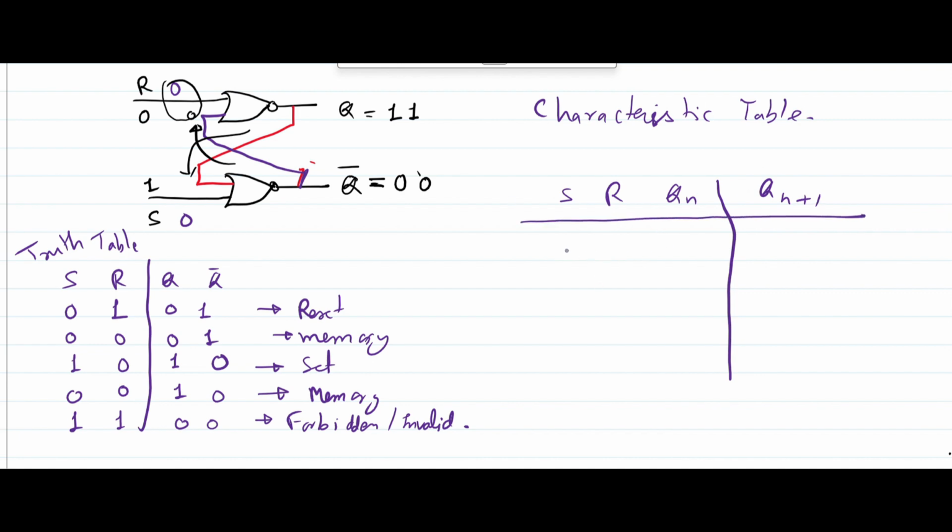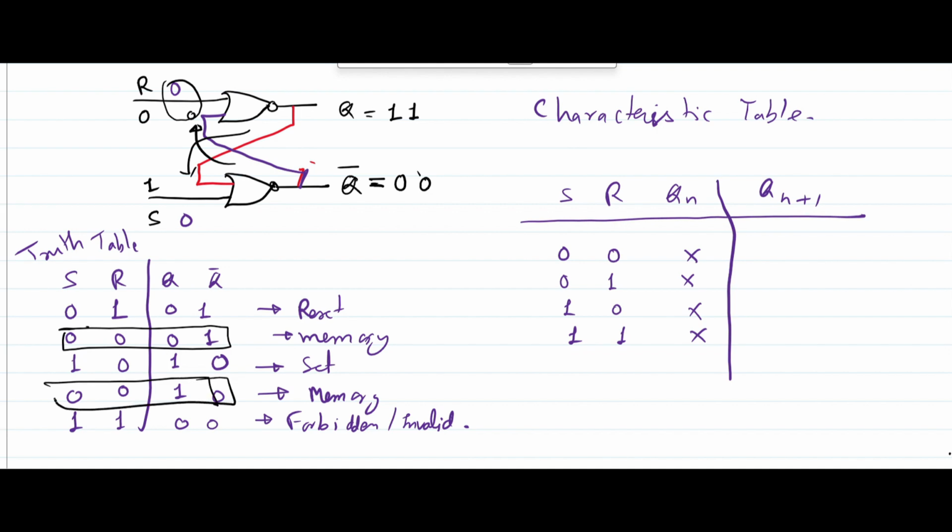So here again we will see 0 0, 0 1, 1 0, 1 1, and my Q N will again be don't care. Now you see here, this 0 0 was a memory state, right? 0 0 was a memory state. Memory state means my next output will be the same as my present output, or my present output will be the same as my previous output.